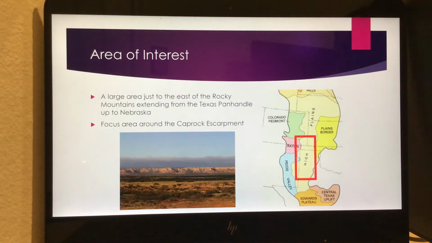As far as the area of interest goes, the High Plains is an area extending from central Texas through the Panhandle up north to Nebraska, going from east to west. For my focus area for this project, though, it's going to be around the Caprock Escarpment, and that's annotated by the red rectangle on the map. Also, note that the Rocky Mountains are just to the west of the High Plains region, and that'll be important for future discussion here on the next few slides.